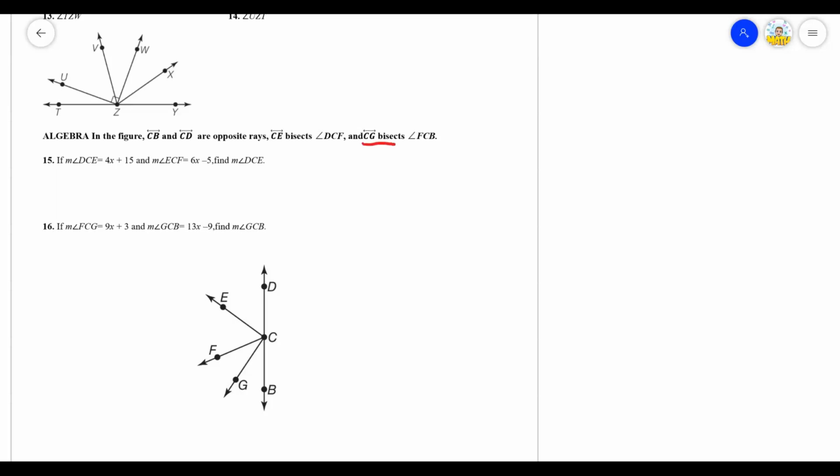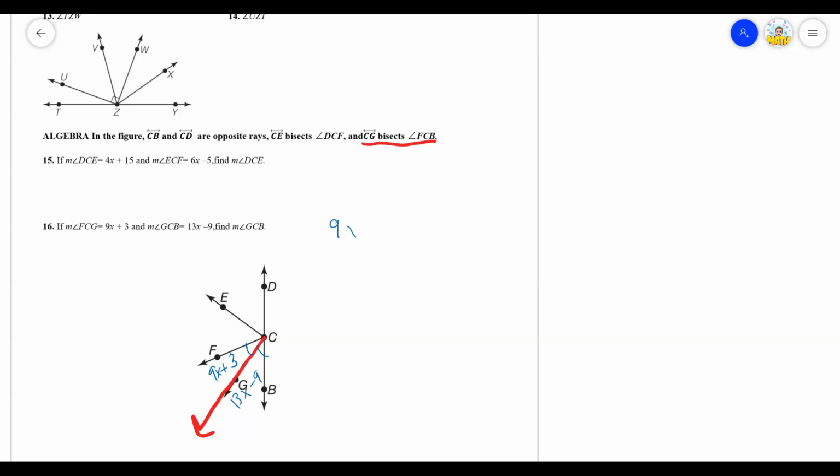Okay, and the second half of this reminds us that CG, which lives here, bisects FCB. So what happens in that situation? These two angles are equal to each other. So let's see, they give us FCG, that's 9x plus 3. And they also give us GCB, which is 13x minus 9. So what equation would we set up here? We have another angle bisector situation. What would be our equation to get started here?